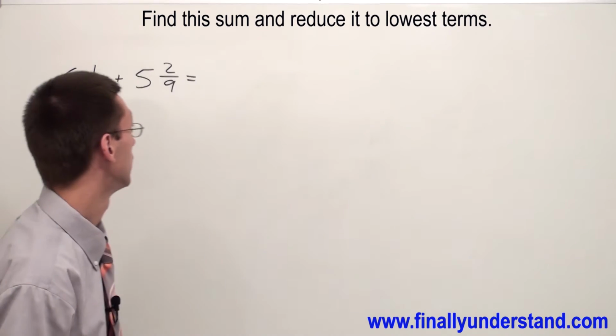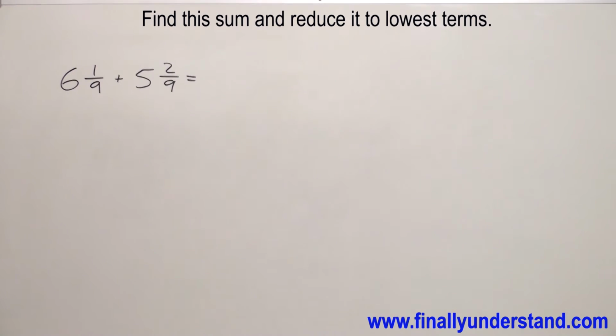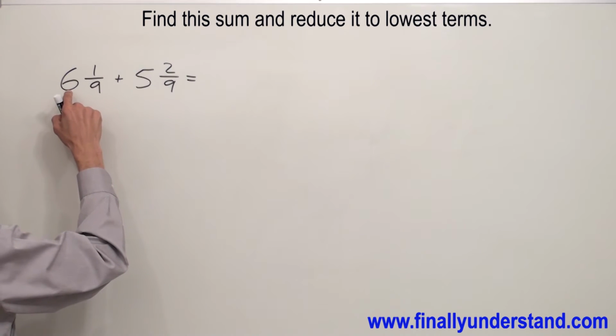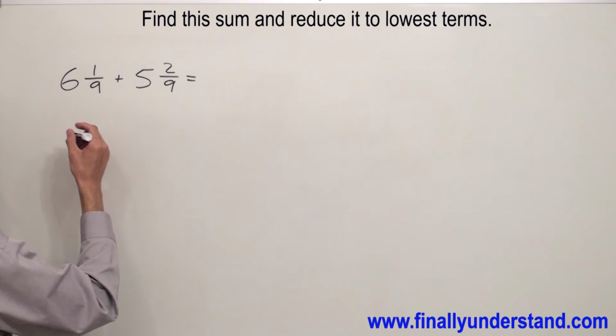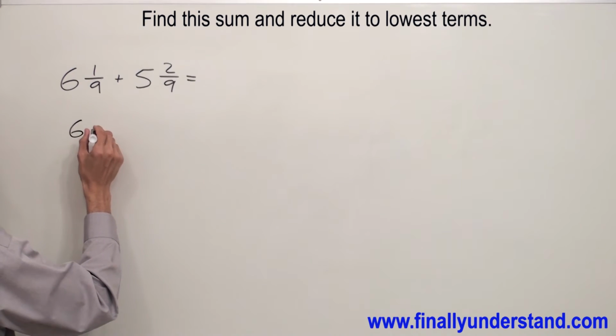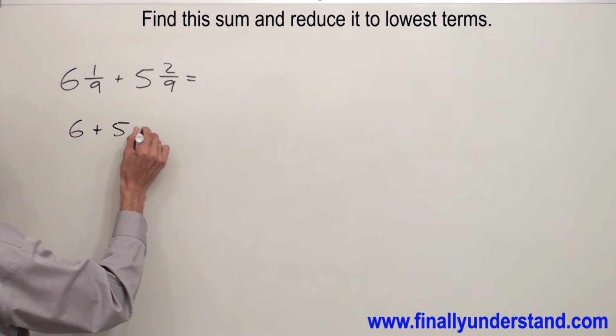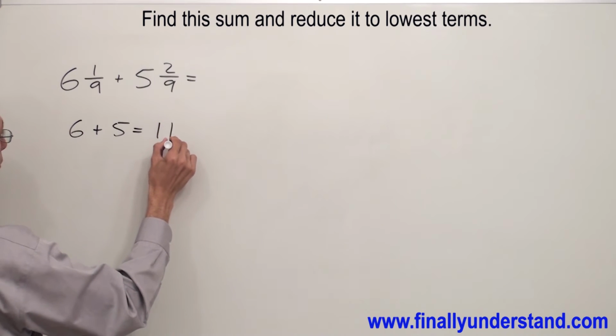As I said, this technique always works for addition. For subtraction only sometimes. That's why we're never going to use this for subtraction. Simply add 6 plus 5 first. 6 plus 5 is equal to 11.